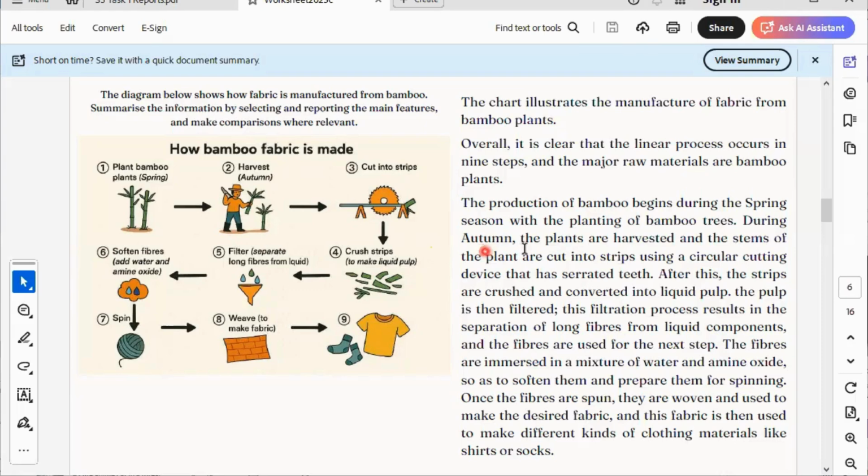During autumn, autumn is the next season after spring, the plants are harvested and the stems of the plant are cut into strips using a circular cutting device that has serrated teeth. Serrated, you can see this zigzag stuff. This zigzag stuff on the cutting device, that's what we refer to as serrated teeth.